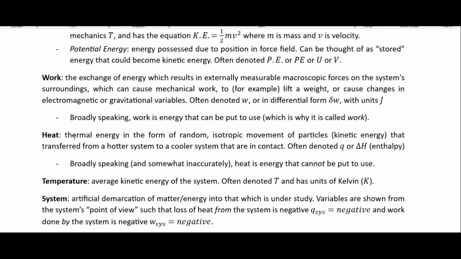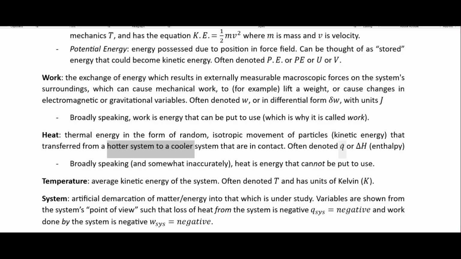Then heat is thermal energy in the form of random, usually at least close to isotropic motion. Obviously we can have a flow or a movement of heat, so it's not always isotropic, but when we think of heat, we tend to think of it as just particles moving in random directions, such that the particles are not moving anymore in any particular direction compared to the others. And so this is going to be based on the kinetic energy, and is transferred from a hotter system to a cooler system that are in contact.